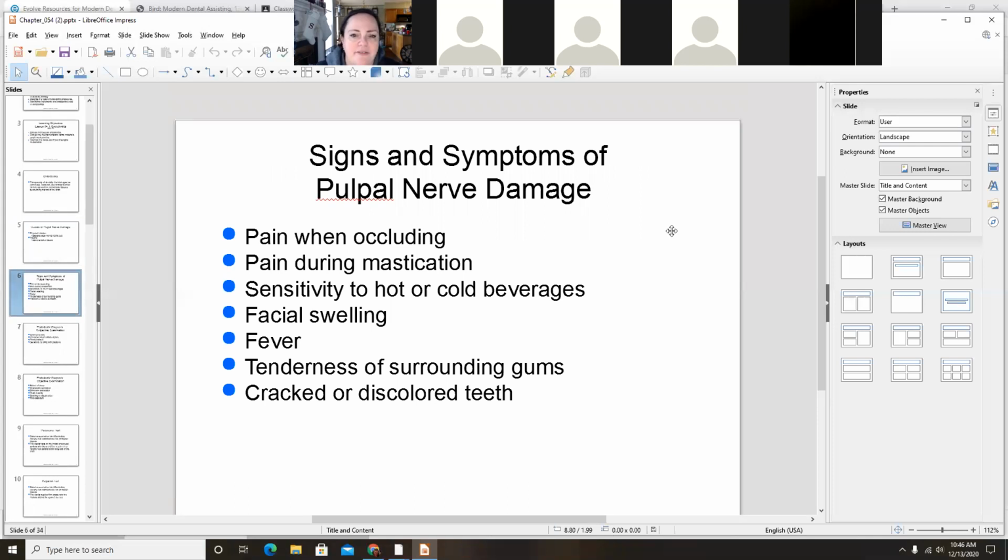Signs and symptoms of pulpal nerve damage: pain when occluding. What does occluding mean? Biting, right? Pain during mastication. What is mastication? Chewing. Sensitivity to hot or cold beverages. We've all felt that. Facial swelling, fever, tenderness of surrounding gums, cracked or discolored teeth. Okay, all these can be signs and symptoms of pulpal nerve damage.